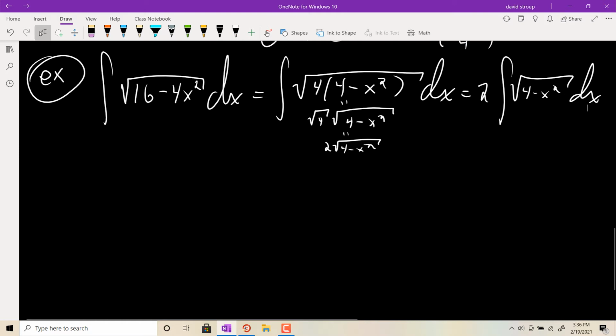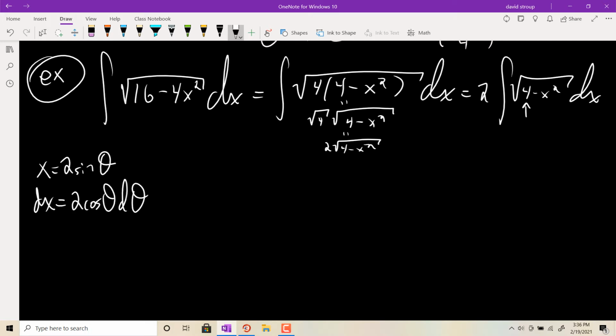That form is the sine inverse form, so I need to let x equal 2 sine of theta. 2 because this first term here is 2 squared. I'm going to need all this other information. So the differential is 2 cosine theta d theta. I need to solve for theta eventually for the last step to get everything back in terms of x.